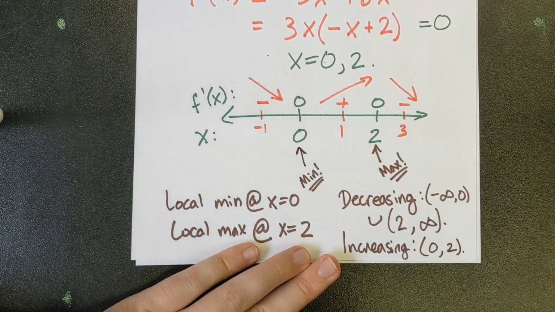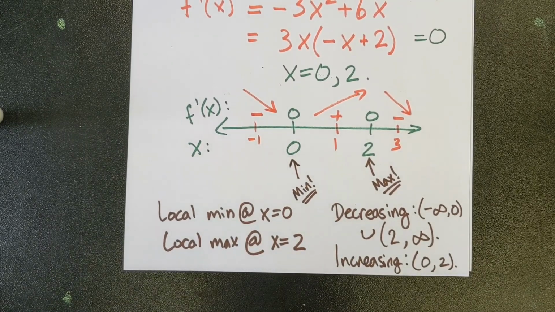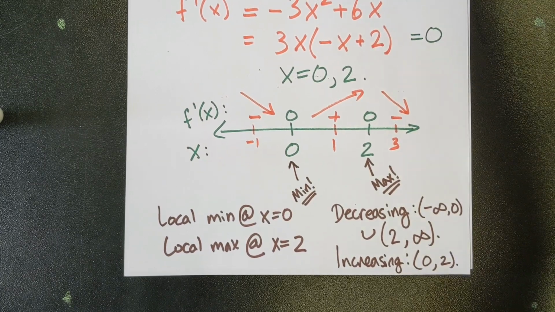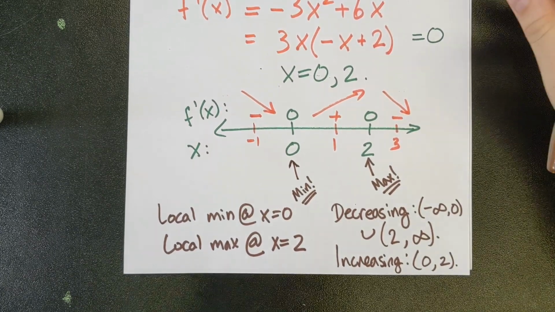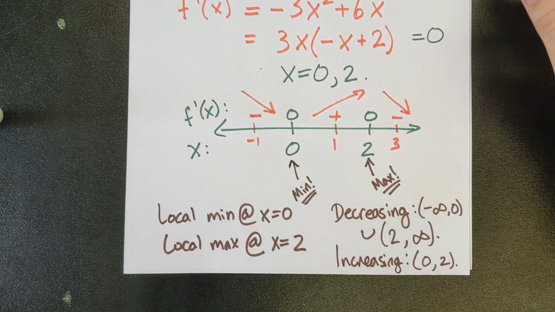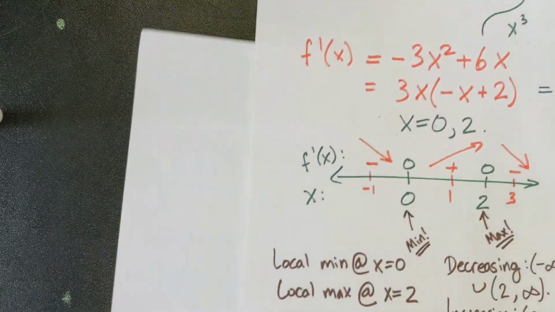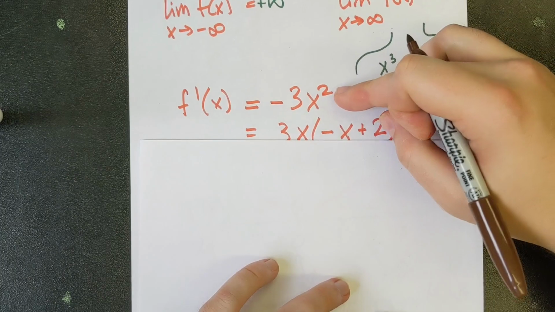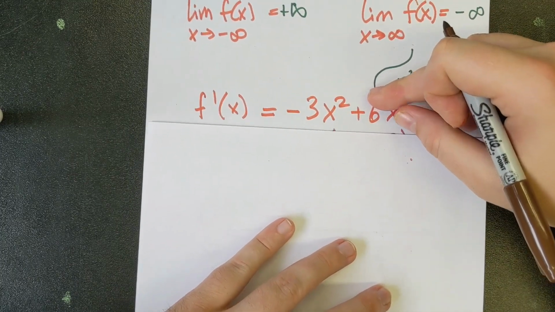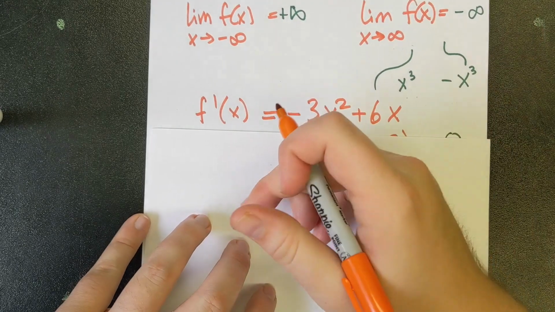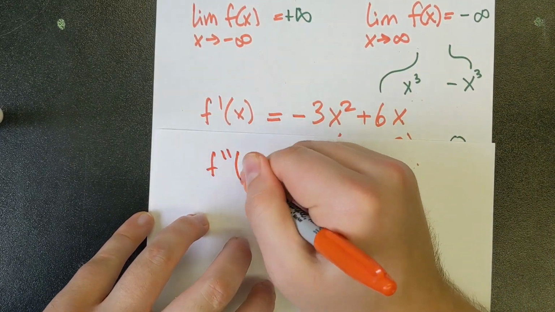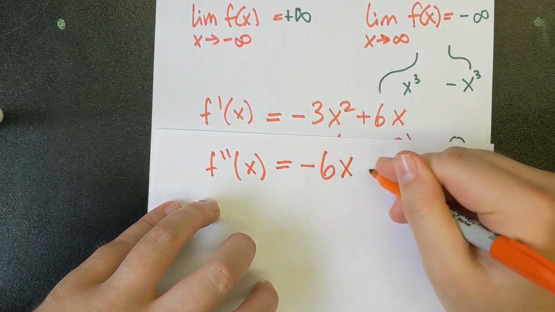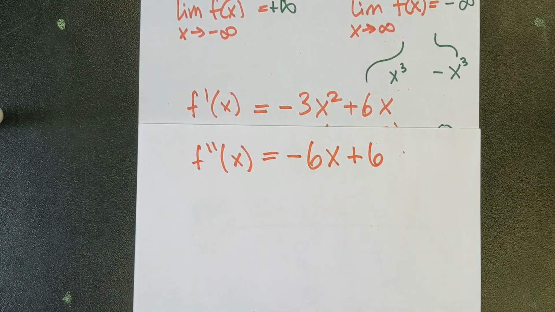Okay. The last thing we want to ask about are your concavity questions. When is it concave up? When is it concave down? Do you have an inflection point? To help us think about that, we need to take the second derivative. So here, with my original function, we took the first derivative. That let us think about when it was increasing or decreasing, and find our maxes and mins. Now we want to take the second derivative. We get minus 6x plus 6.